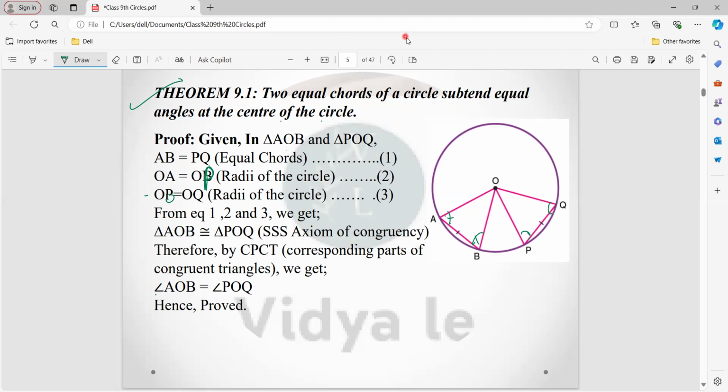Wonderful. So we have completed till theorem 9.1. So further we'll continue the next topics in the next sessions.